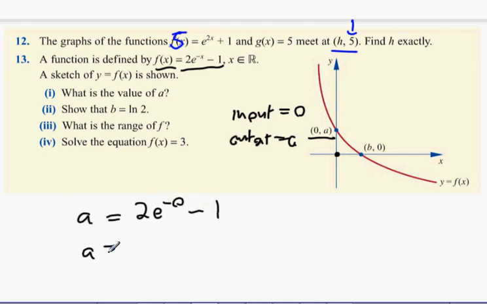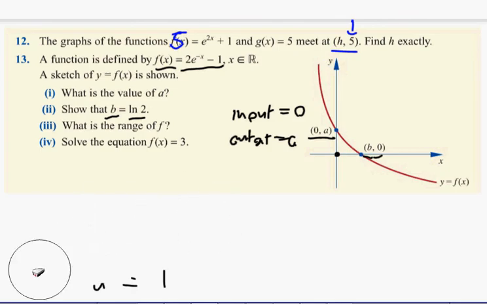And what do we get here, guys? A equals, what's 2 times e to the 0? 2. 2 minus 1? 1. A equals 1. Show that b equals ln 2. Is b an input or an output? B is an input. And the output is? So replace f of x with 0.